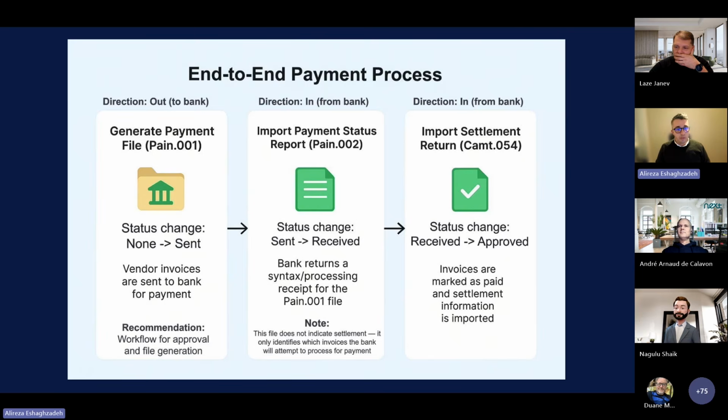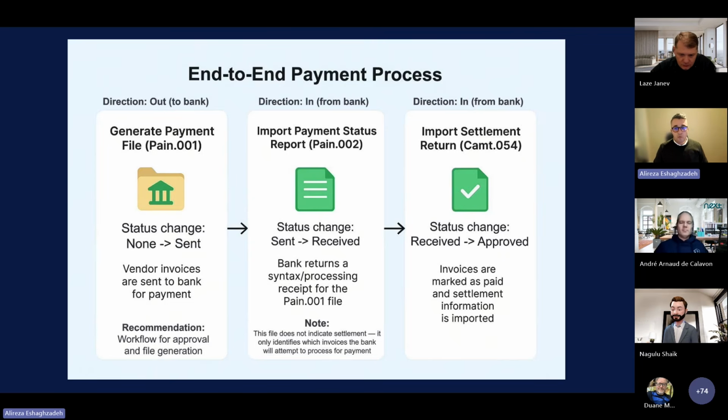And afterward, the bank will process the file and respond with the pain.002. We just call it status and acknowledgement, but basically it's just something like a syntax check. So the bank will check the file and just say, okay, it's validated, I can process it as payment. It is just a receipt that the bank will send to let us know that they can process the file for the payment. So it is completely important to process this step if you want to make sure that the payment has been added to the queue for the payment.